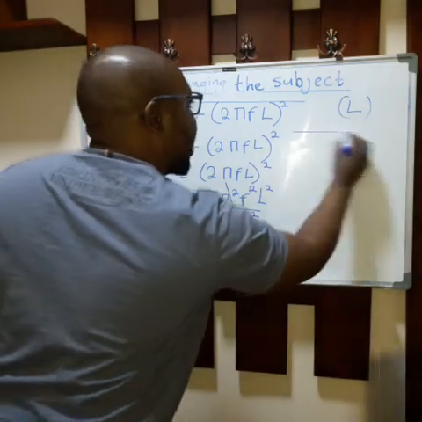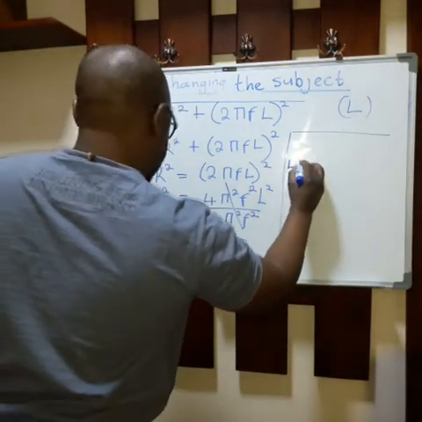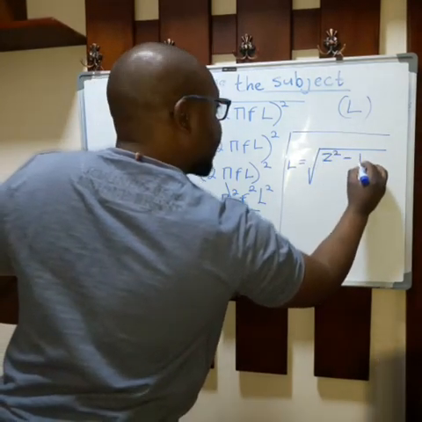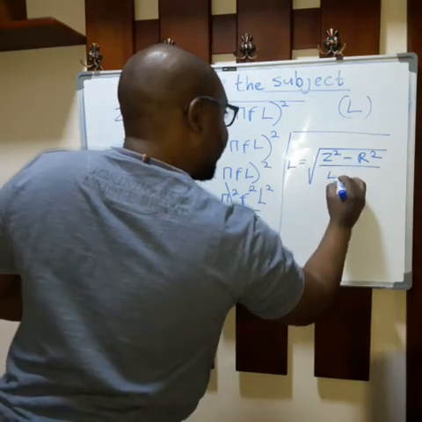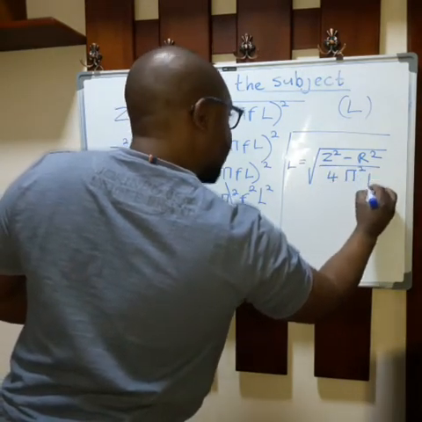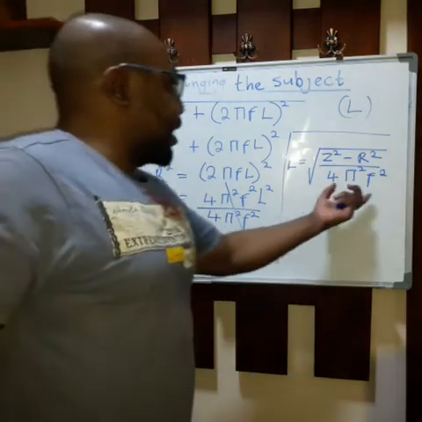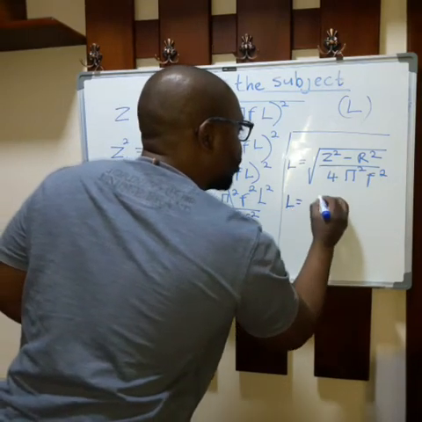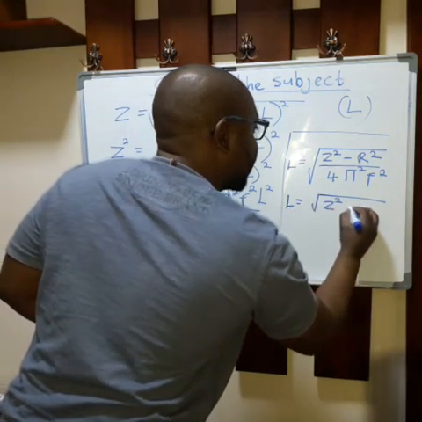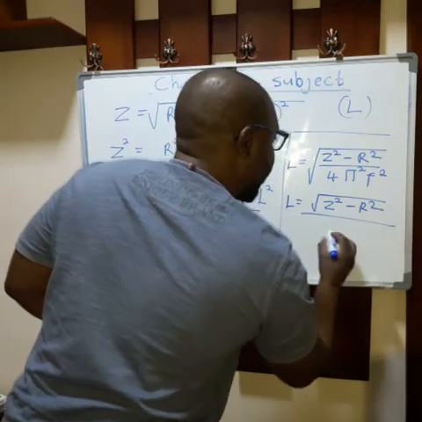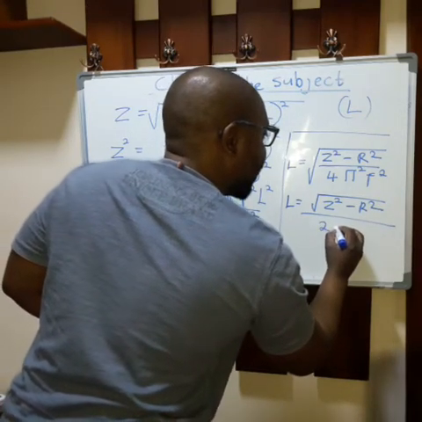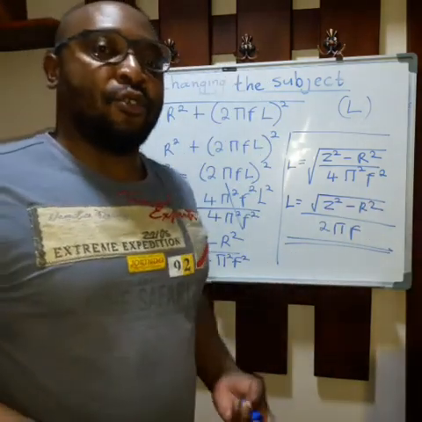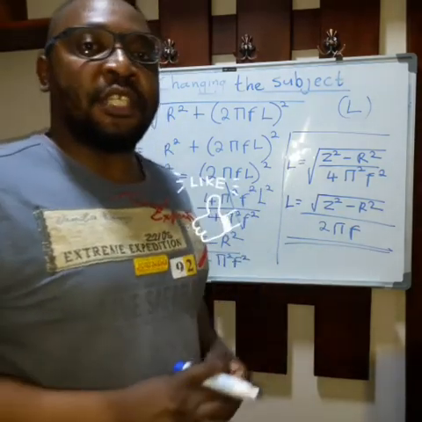So my final answer becomes L is equal to root of Z squared minus R squared over 4 pi squared f squared. But I can simplify this one. If I simplify this one, my final answer will be L is equal to root of Z squared minus R squared over 2 pi f. That is my final answer. So I hope you understood. So I will continue with some examples in the next presentation.